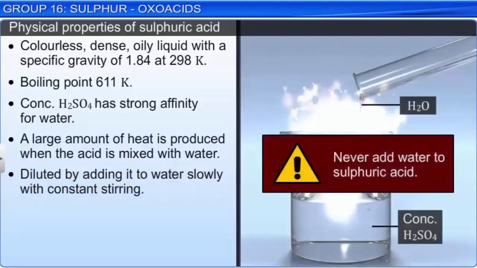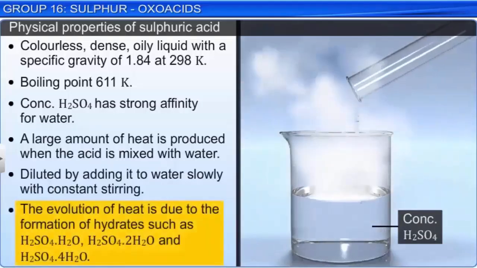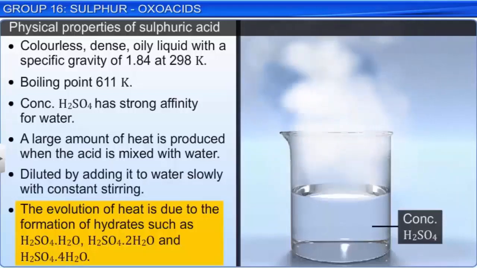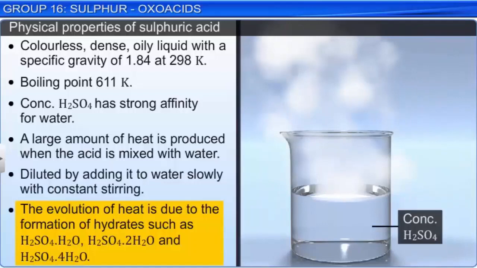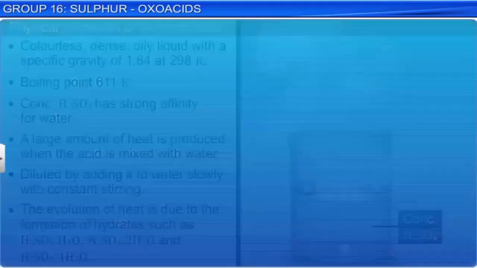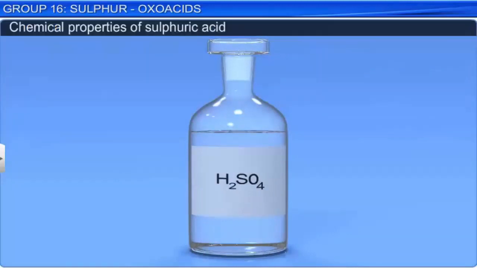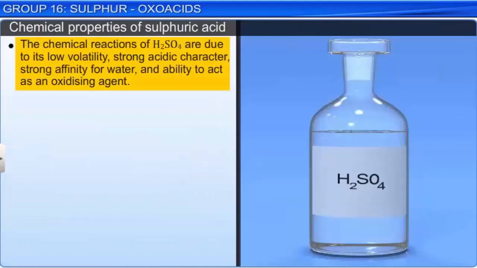The evolution of heat is due to the formation of hydrates such as H2SO4·H2O, H2SO4·2H2O, and H2SO4·4H2O. Let's now study the chemical properties of sulfuric acid. The chemical reactions of sulfuric acid are due to its low volatility, strong acidic character, strong affinity for water, and ability to act as an oxidizing agent.